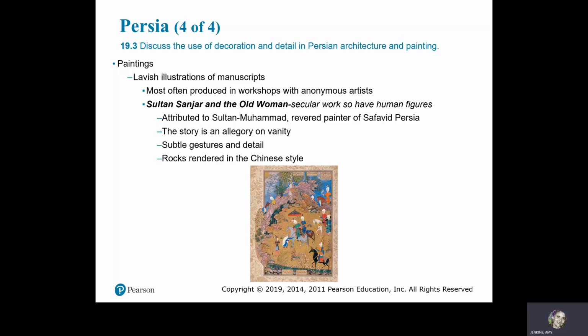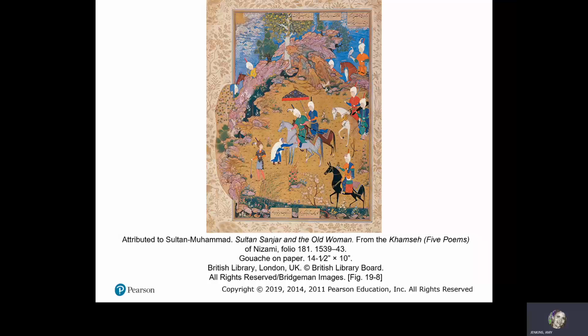The story is an allegory on vanity. Subtle gestures and details are contained. Rocks are rendered in the Chinese style. Attributed to Sultan Muhammad, Sultan Sanjar and the Old Woman from Khamsa, which are five poems of Nizami, Portfolio 181, 1539 to 43. This is gouache, which is an opaque watercolor on paper, 14.5 inches by 10 inches.